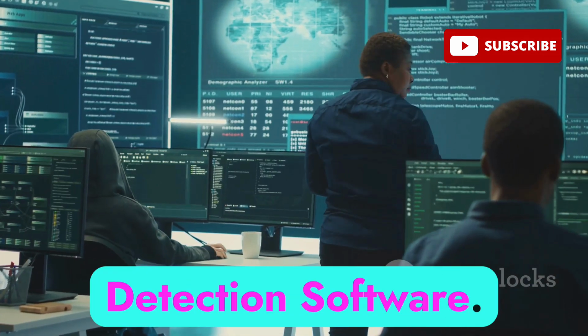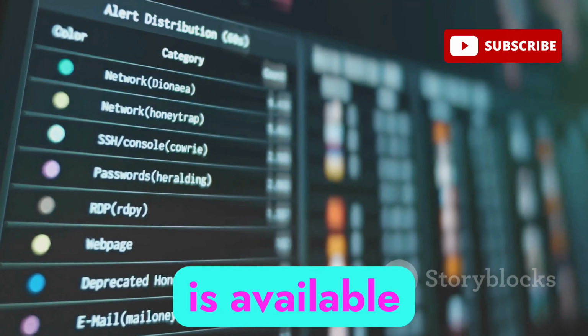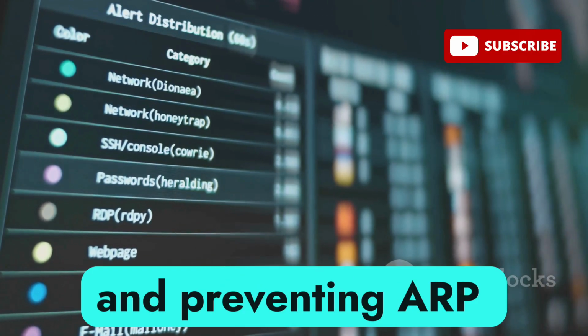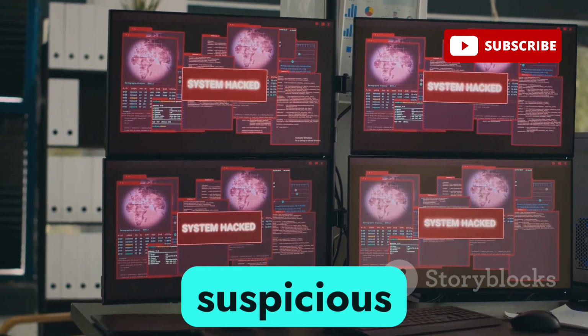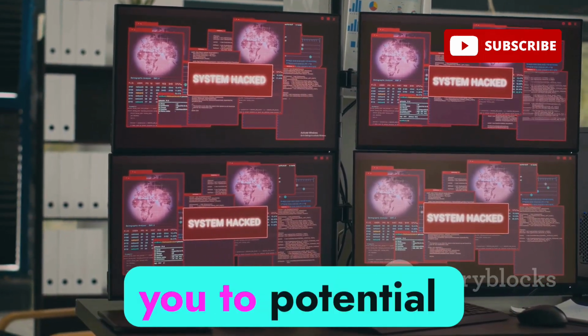ARP spoofing detection software. Specialized software is available that focuses specifically on detecting and preventing ARP spoofing attacks. These tools continuously monitor your network for suspicious ARP activity and alert you to potential threats.